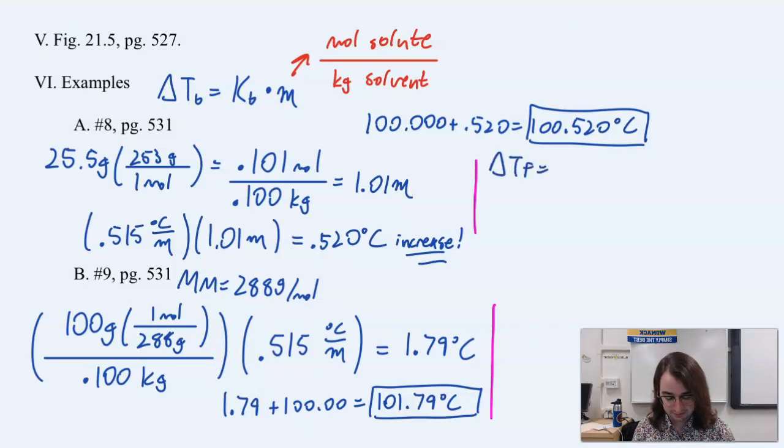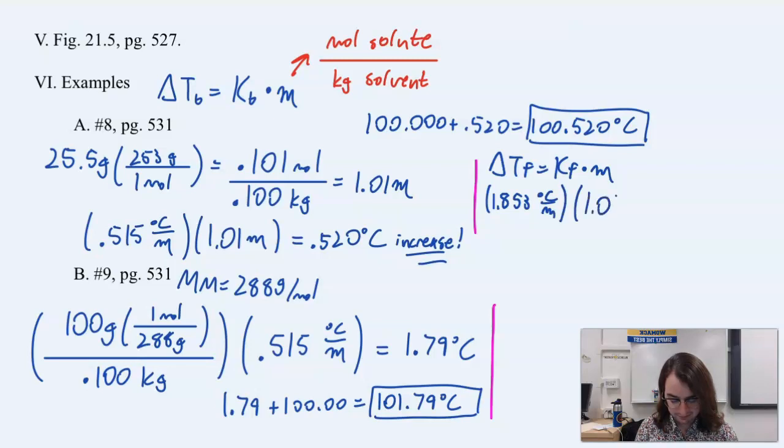So TF equals KF times molality. We already found the molality last time, so we are just going to multiply the KF value, which we're going to flip back into our notes and look on our table. We see that the KF value for water is 1.853. So we're going to use 1.853, and that's multiplied by the molality, which is what we calculated last time.